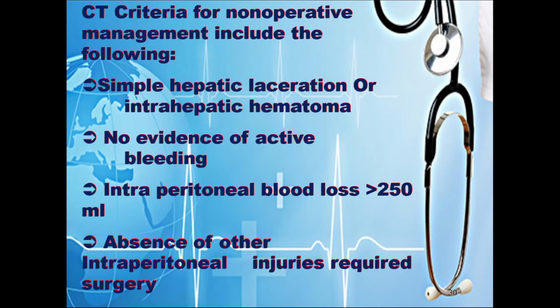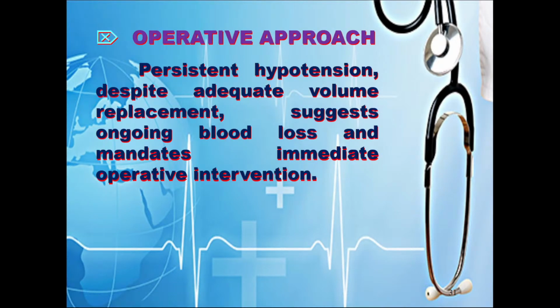CT criteria for non-operative management include the following: simple hepatic laceration or intrahepatic hematoma, no evidence of active bleeding, intraperitoneal blood loss of not more than 250 ml, and absence of other intraperitoneal injuries requiring surgery. Operative approach: persistent hypoperfusion despite adequate volume replacement suggests ongoing blood loss and mandates immediate operative intervention.